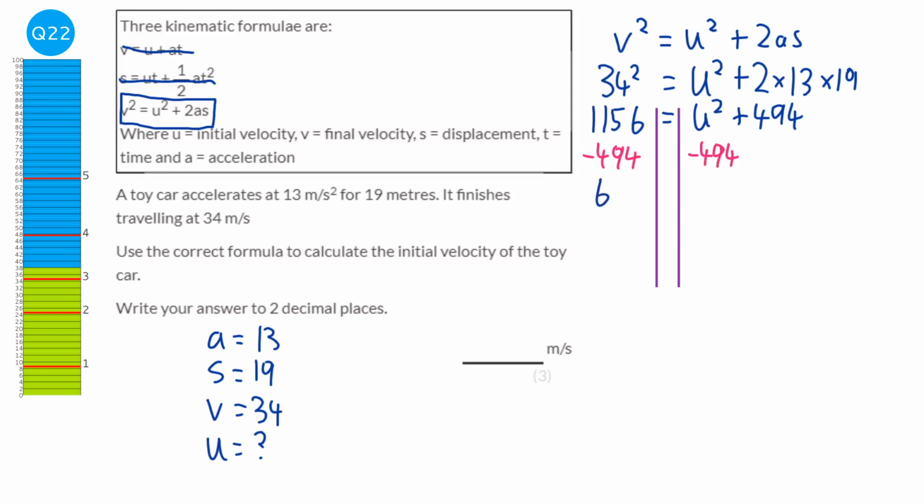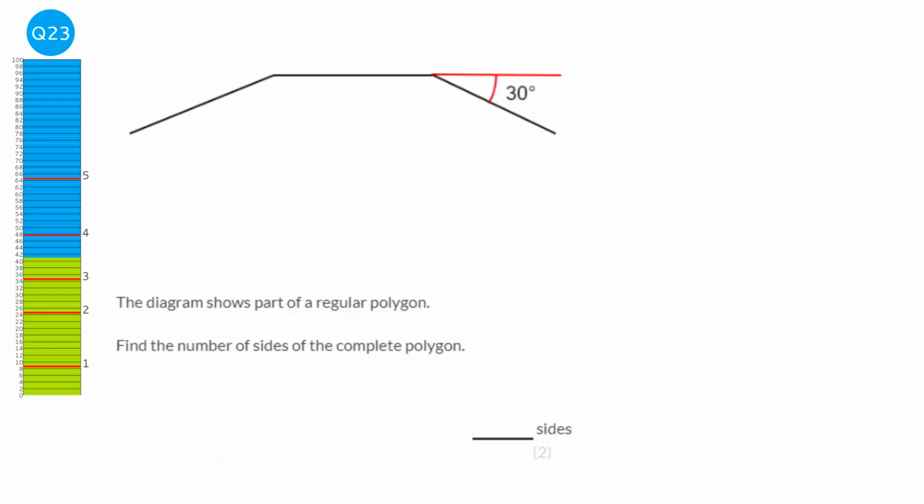And so we're left with 662 equals u squared. Then we're just going to square root both sides. And so the square root of that is going to be 25.729 blah blah blah. And it says it wants it to 2 decimal places, so it's going to be 25.73.